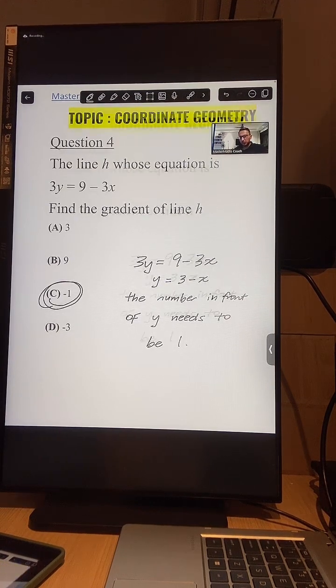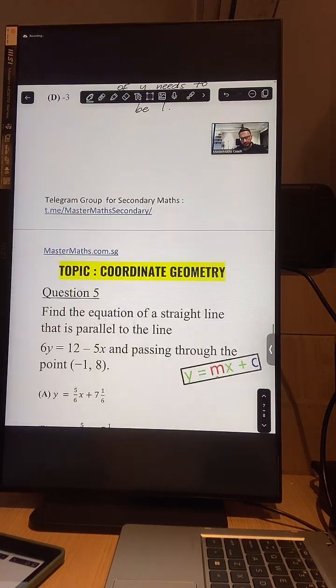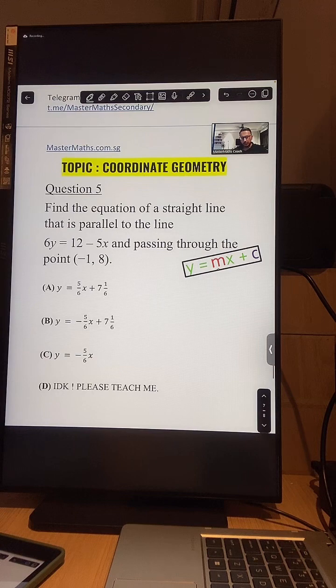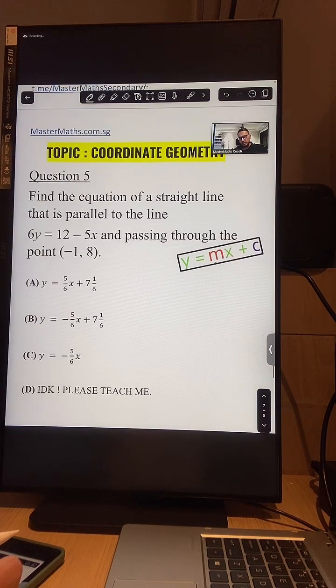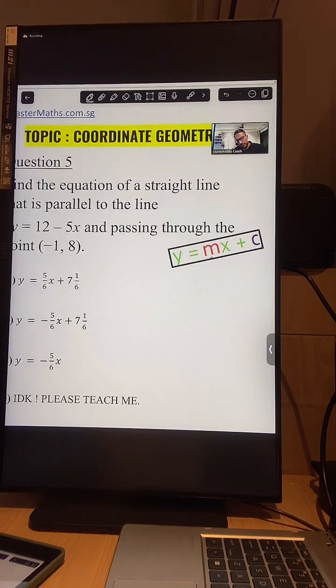Okay, let's move on to the second last question we have tonight, which is question number 5. There we go. y equals mx plus c. I will write it down here. This is the equation of a straight line.